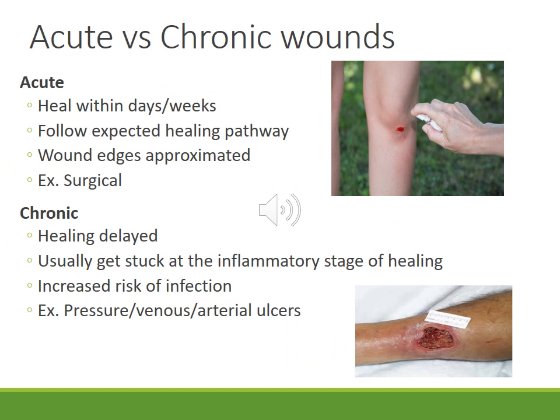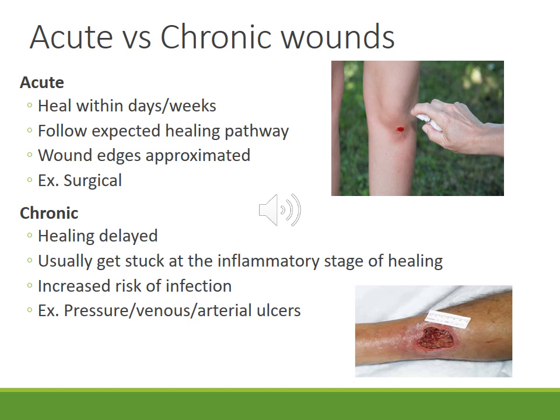And again, we're still with classifications. We can classify a wound as acute versus chronic. An acute wound heals within days to weeks. We see it follow the expected healing pathway, and we're going to talk about what that expected healing pathway is in some future slides in this presentation. But again, usually our wound has some edges that are approximated, for example, surgery. The example I'm showing in this picture looks like a skinned knee. Not much tissue is gone, just the top layer.